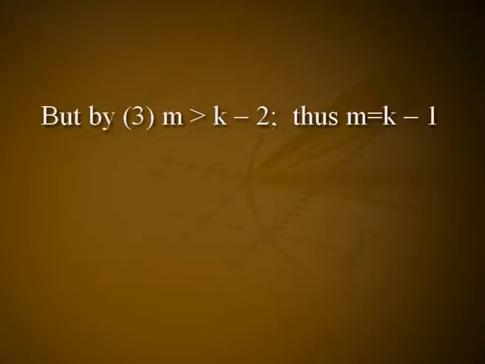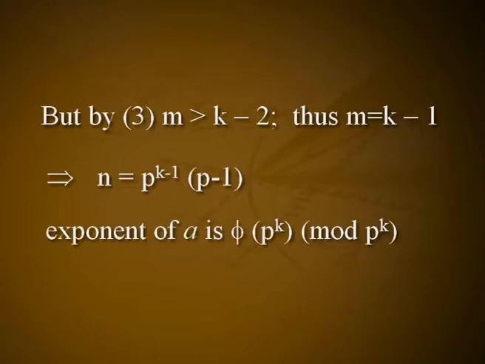But by equation 3, m greater than k minus 2, thus m equal to k minus 1 implies n equal to p raised to k minus 1 into p minus 1. This implies the exponent of a is phi of p raised to k mod p raised to k, that is, a is a primitive root mod p raised to k. We now show that 2 into p raised to k, k greater than or equal to 1, has primitive roots belonging to it. Let a be a primitive root mod p raised to k.